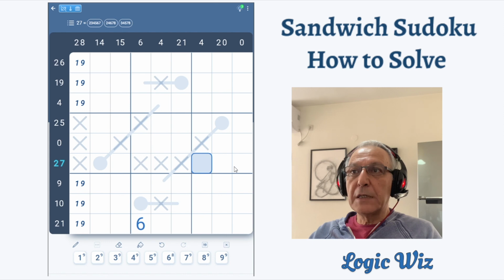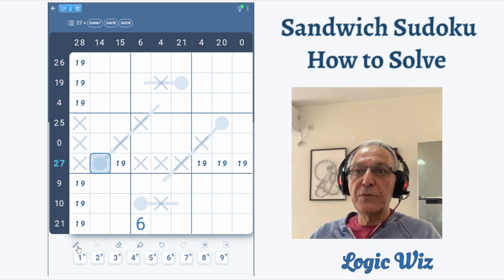Now, those locations can have the 1 and 9. This location can have a 1 and 9. This one, since it's the beginning of a Thermo, can have only the digit 1.